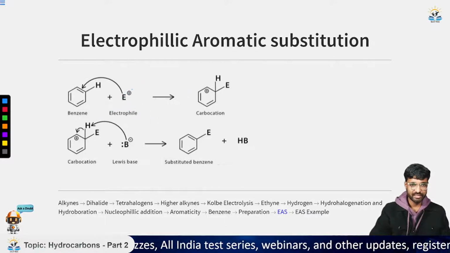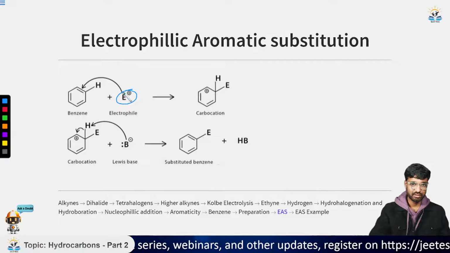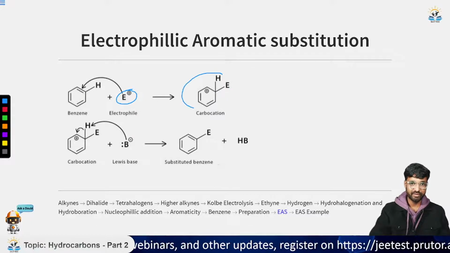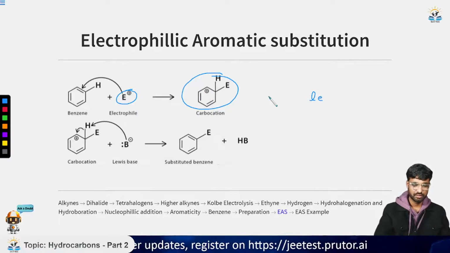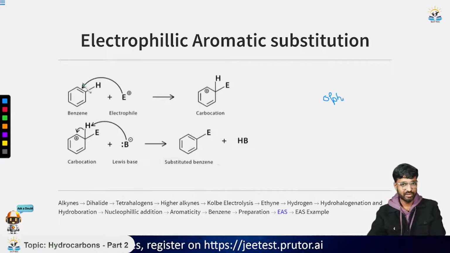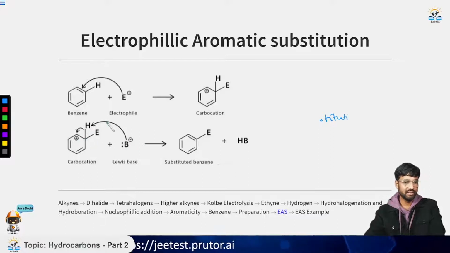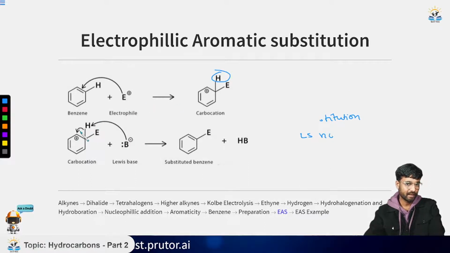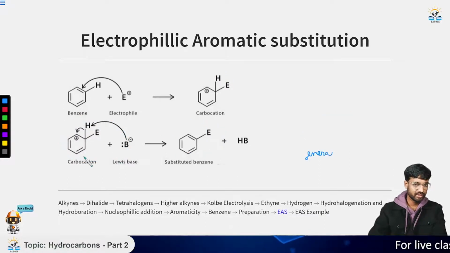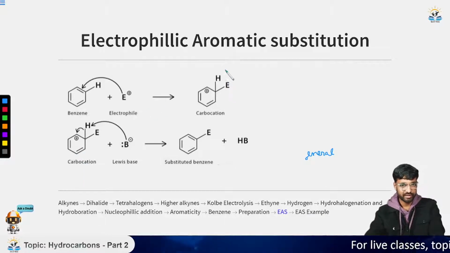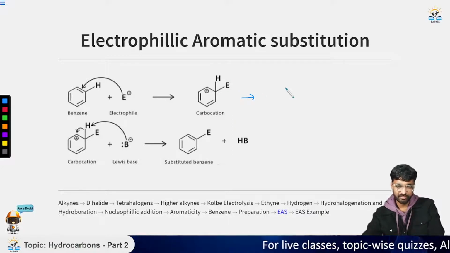So what happens is this: we take an electrophile like this. Now it has a pi electron. This pi cloud attacks this electrophile, and we get this intermediate, which is a carbocation having a positive charge here. Now we take a base like this, and we abstract this proton from here, and we get this substituted benzene. One thing to notice is that the compound we are getting here is very stable due to resonance stabilization.